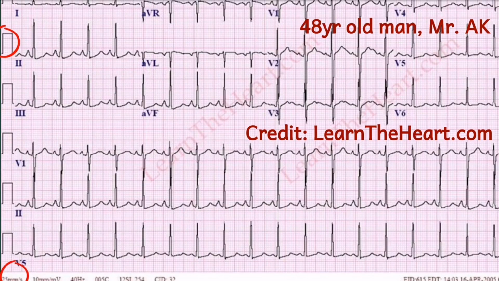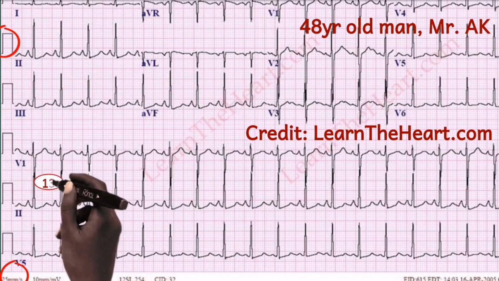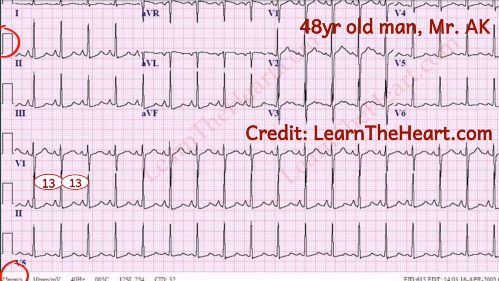After doing that, the next is to calculate the rate. But to determine the rate, we need to determine the regularity of the QRS complexes. And as you can see, the QRS complexes here are regularly spaced. And there are 13 small boxes between two consecutive QRS complexes, or R waves, giving an RR interval of 13. And so the rate is given by 1,500 over number of small boxes. And so 1,500 divided by 13 gives 115 beats per minute. And as you know, any heart rate more than 100 represents tachycardia, or increased heart rate.